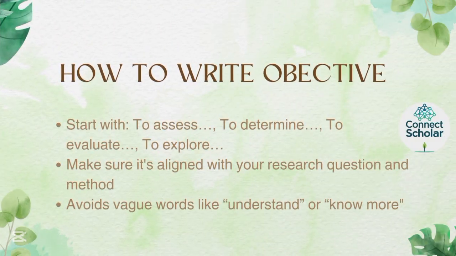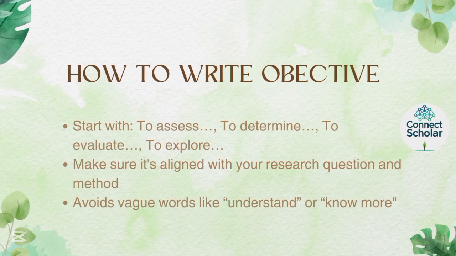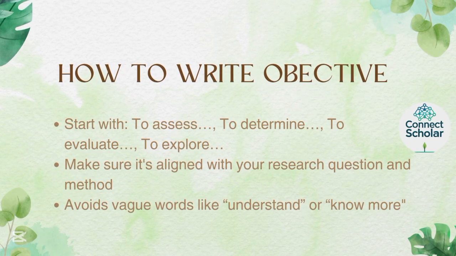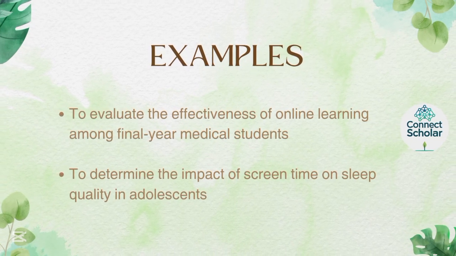Now, let's understand how to write an objective. You have to start with words like to assess, to determine, to evaluate, or to explore. Make sure your objective is aligned with your research question and research methodology. Lastly, avoid the words like understand or know more about. That's not how a research objective is supposed to be. You're not going to know more about things. You're performing a study, you're evaluating, you're assessing, you're exploring. So use words like these. I have listed some examples in the next slide and you'll understand what I exactly mean.